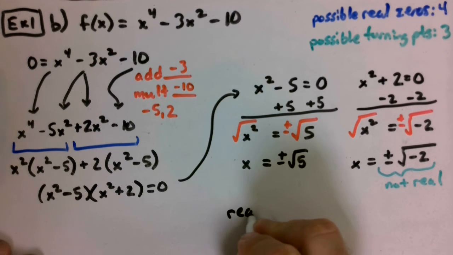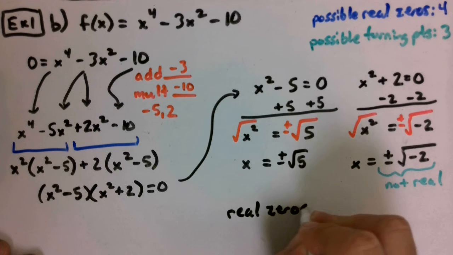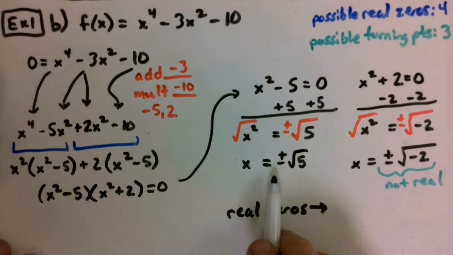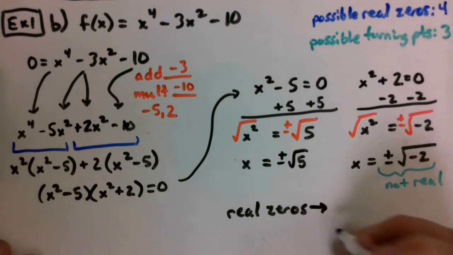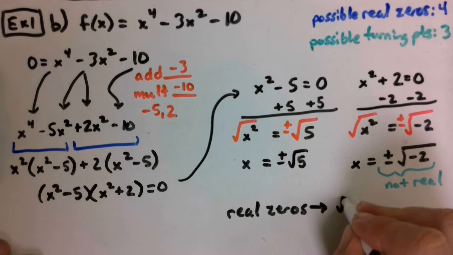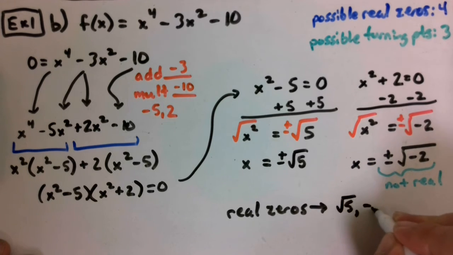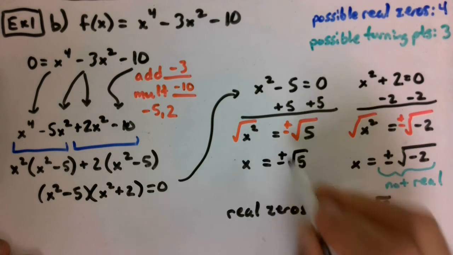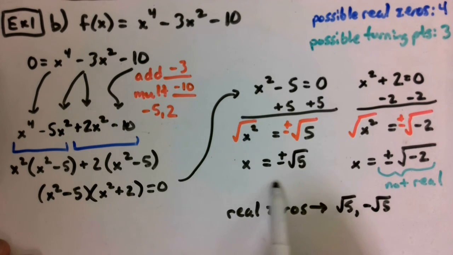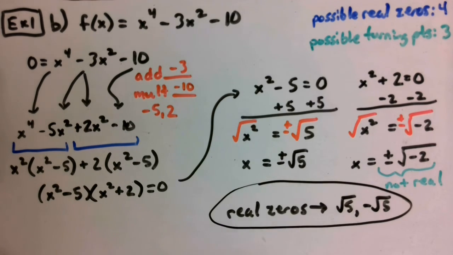Our real zeros for this problem are just a positive square root of 5 and a negative square root of 5. So you could list those out separately with a comma, or if you want, you could keep the notation like we have here with the plus or minus. There was a maximum of 4 possible real zeros, but we only ended up with 2. The other 2 zeros were actually imaginary numbers.